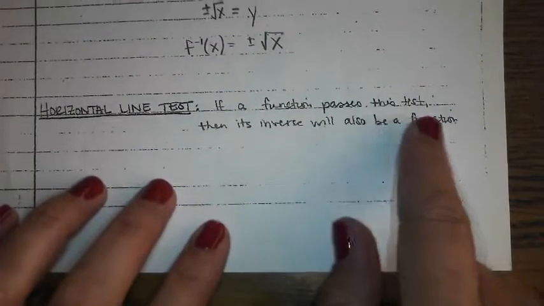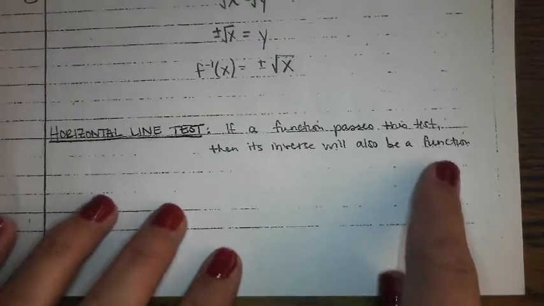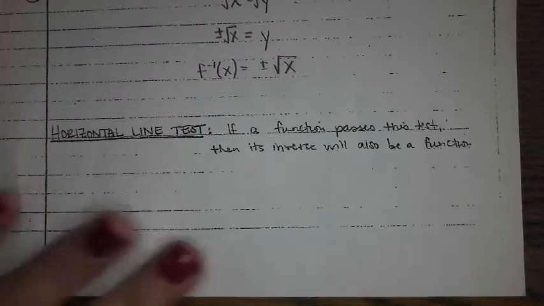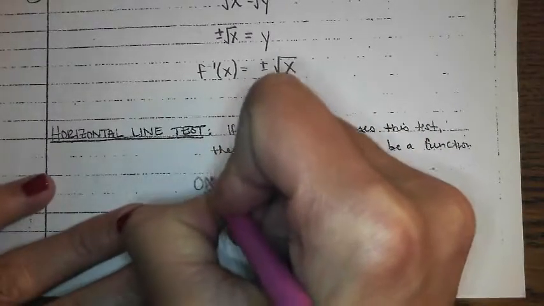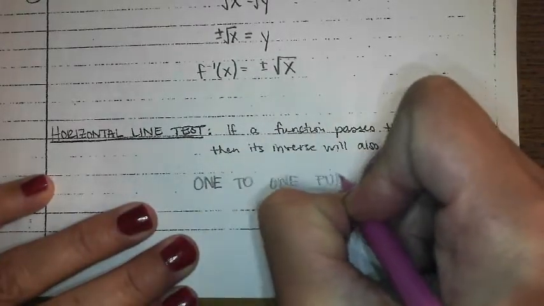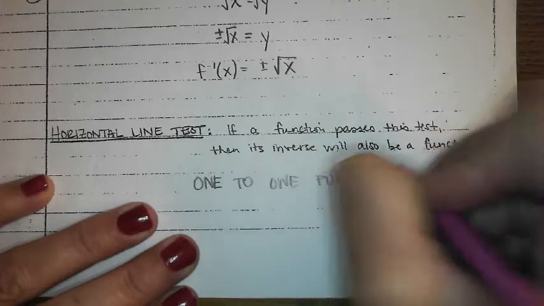So I wrote about it here. If a function passes this test, then its inverse will also be a function. If that's the case, then it's a more special type of function. It's called a one-to-one function. Does that sound familiar? Never heard of that? You have.